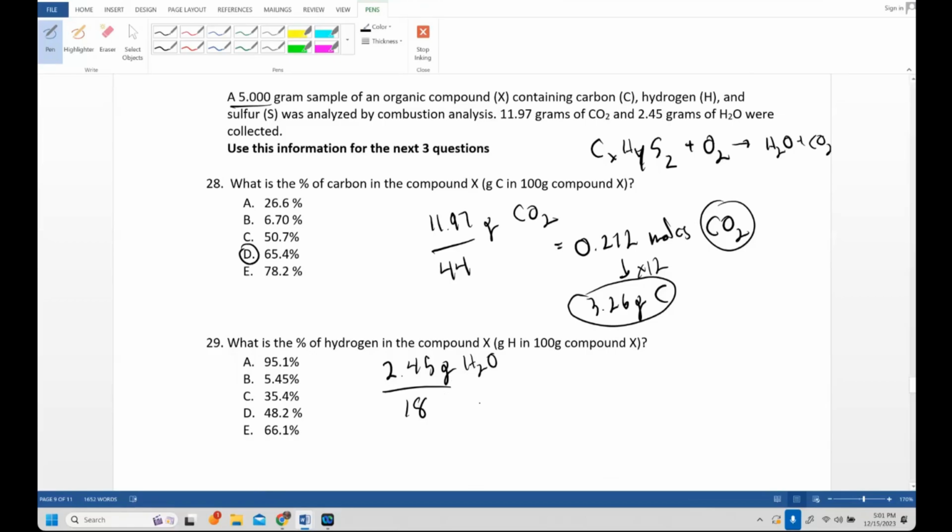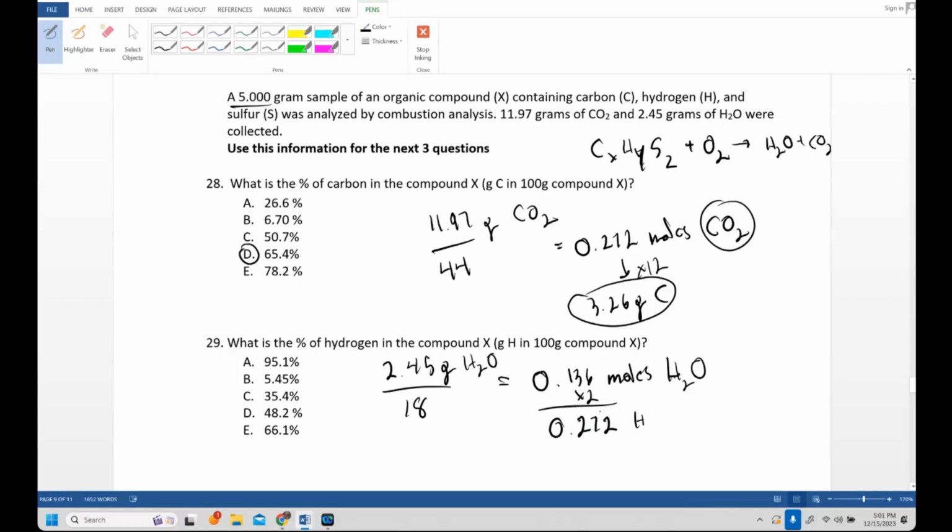So 2.45 divided by 18, we get 0.136. This is moles of H2O. So now we're looking for moles of hydrogen. If we multiply this by 2, we get the moles of hydrogen, because unlike carbon and CO2, which had a 1-to-1 ratio, the ratio between hydrogen and water is 2-to-1. Because in every 1 water molecule, there are 2 hydrogens, right? H2O. So we can say that there are double the amount of moles of hydrogen in some amount of water.